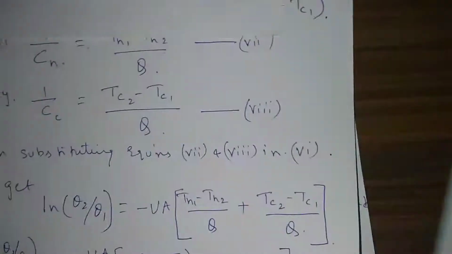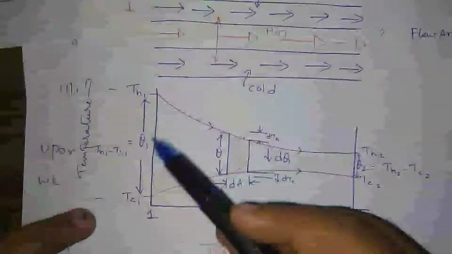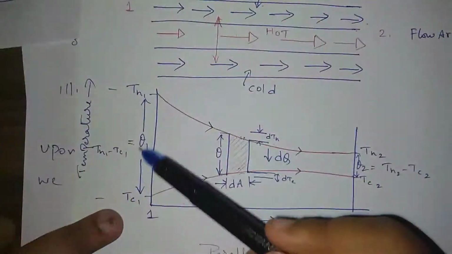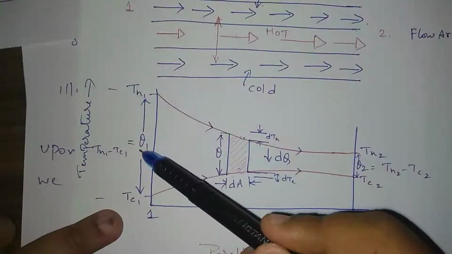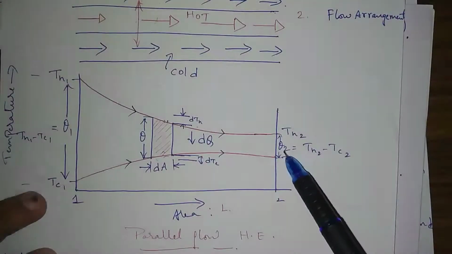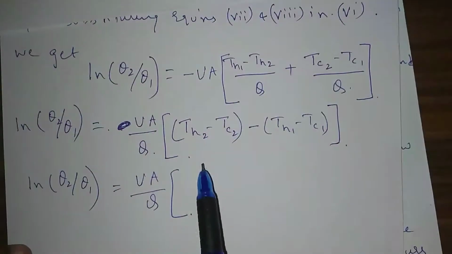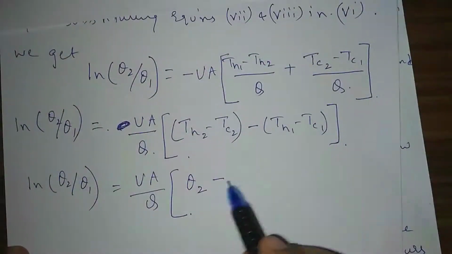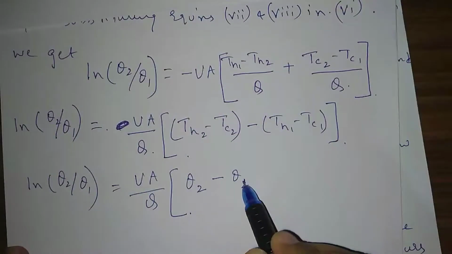I'll take you back to the graph. TH1 minus TC1 is nothing but the temperature difference at the inlet of the heat exchanger, which is denoted as theta 1. Similarly, TH2 minus TC2 is the temperature difference at the outlet, which is denoted as theta 2. So in the same lines, TH2 minus TC2 can be written as theta 2, and TH1 minus TC1 can be written as theta 1.